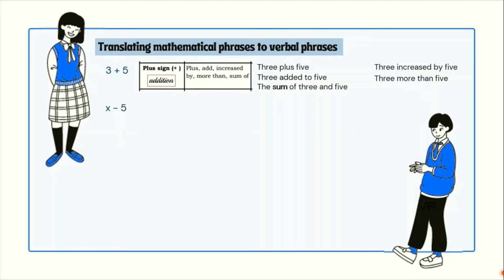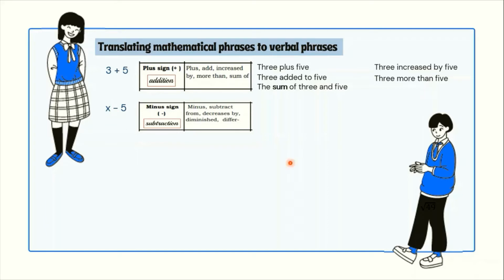Next example, we have the letter X and we also have the minus sign and number 5. When we see the minus sign, automatically it refers to the process or operation subtraction, and these are some of the words that we can use to translate it into a verbal phrase.